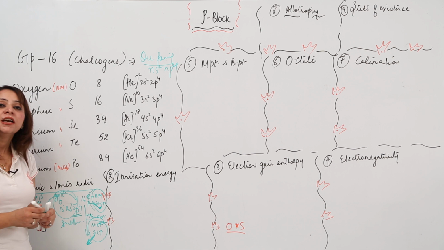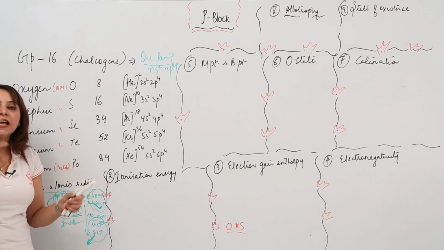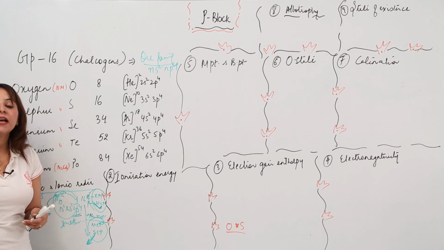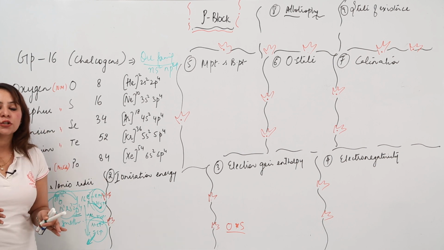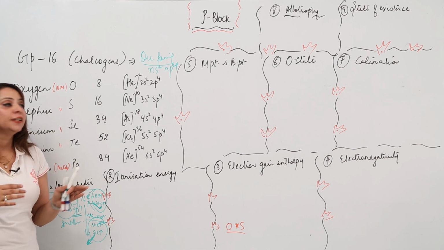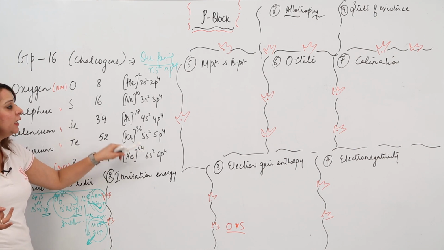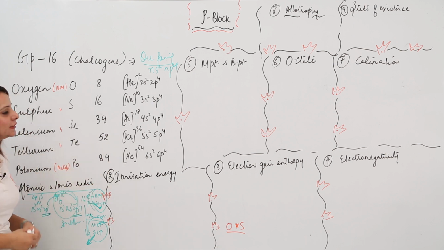So the last shell expands due to the filling of the inner shells, because the last shell is experiencing the effective nuclear charge, which is always less than the actual nuclear charge. As we move down, a new shell is added, so the nuclear charge is increasing, and the shielding effect is also increasing. But as the shielding effect is more pronounced, we say that size increases down the group. So this is what the atomic and ionic radii are.